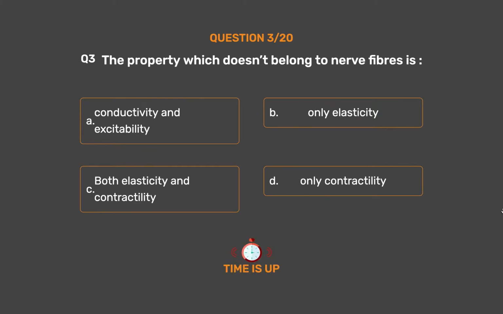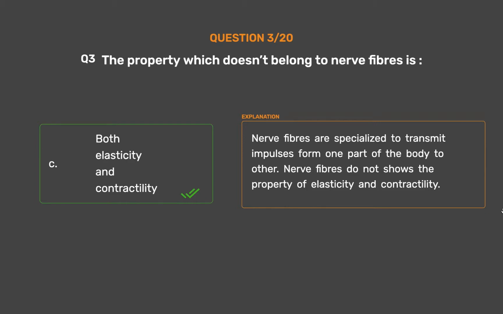The correct answer is Option C. Both elasticity and contractility. Nerve fibers are specialized to transmit impulses from one part of the body to other. Nerve fibers do not show the property of elasticity and contractility.